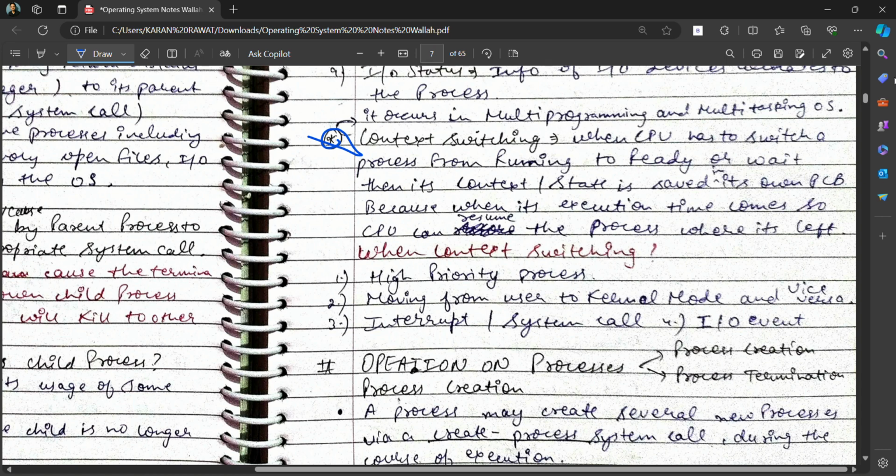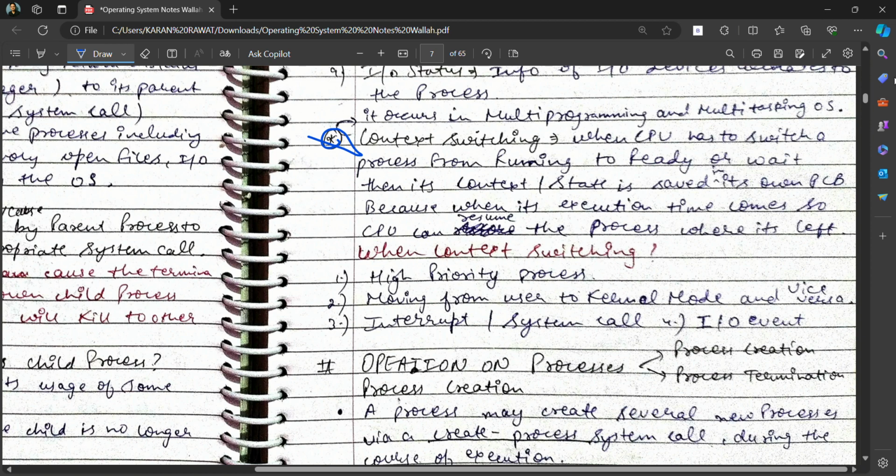Now this process, due to some input output task or due to some high priority process, has to switch into a ready state or a wait state. Listen, the process is in the running state. Now, due to some input output or some high priority process, the CPU has to switch this running process from its running state to its ready state, or we can say wait state. It can go into ready or it can go into wait state. Okay, and its context, or state, is saved in its own PCB.